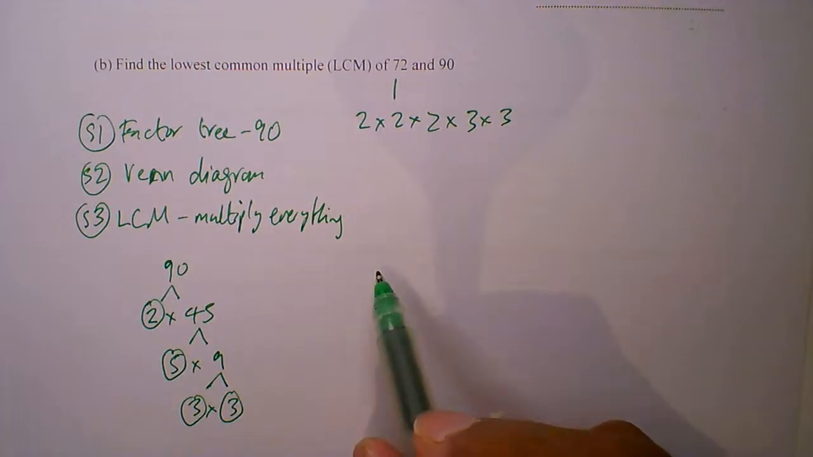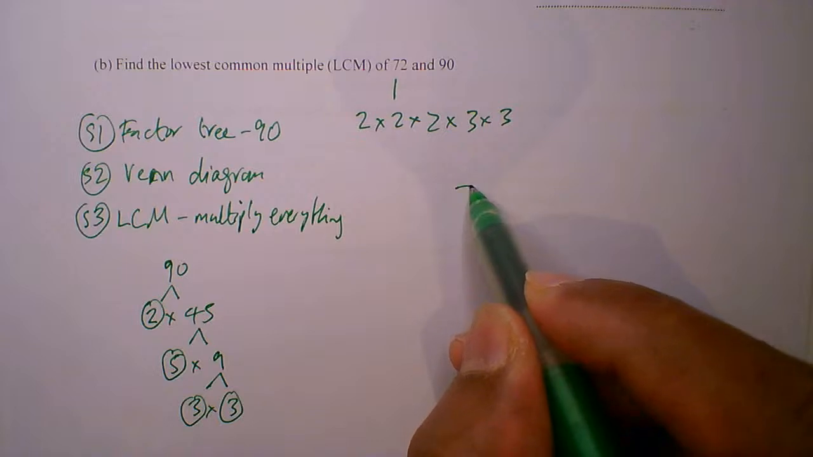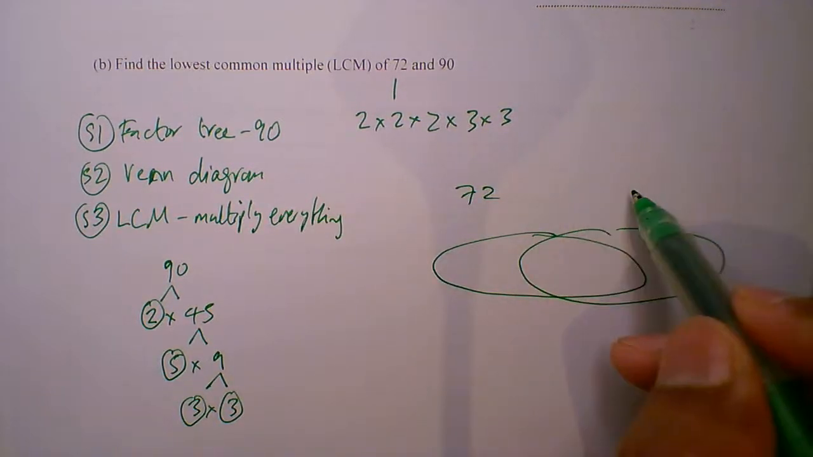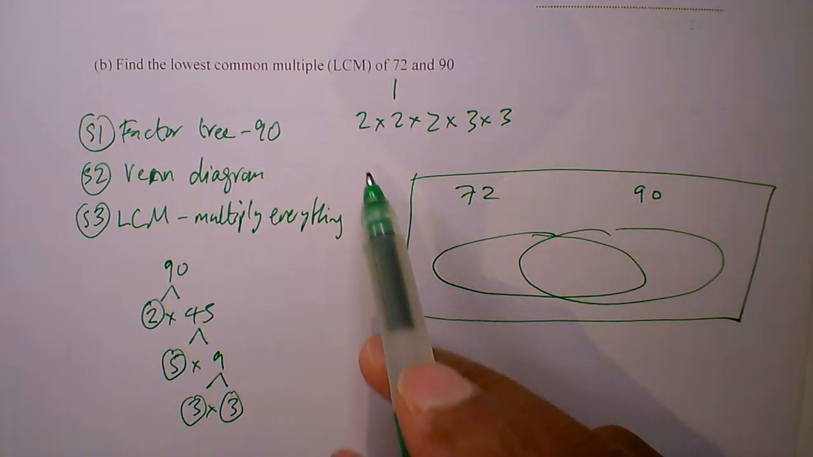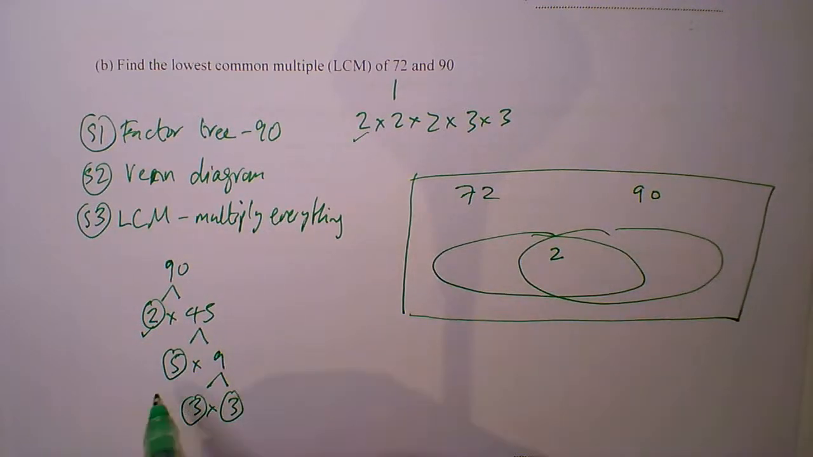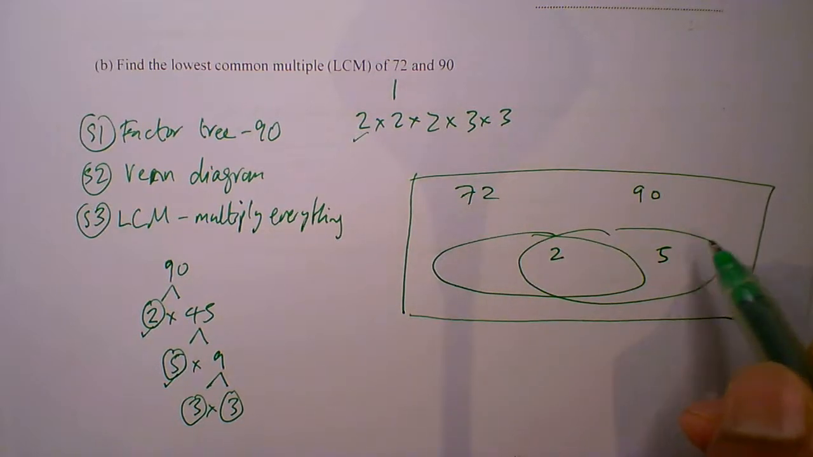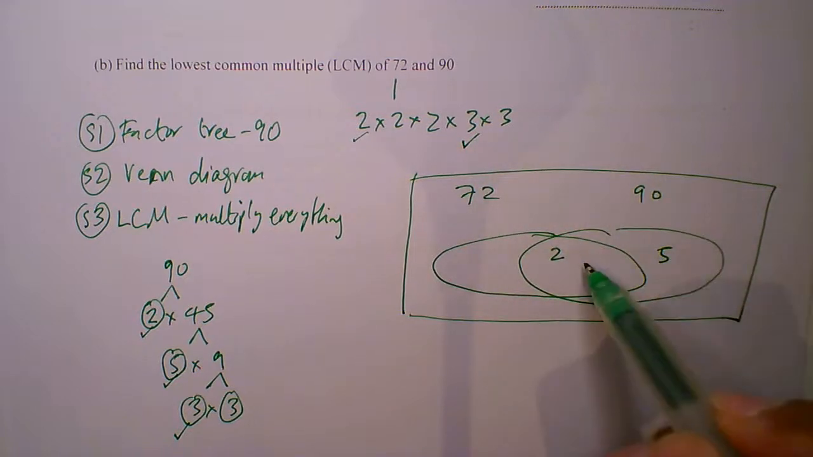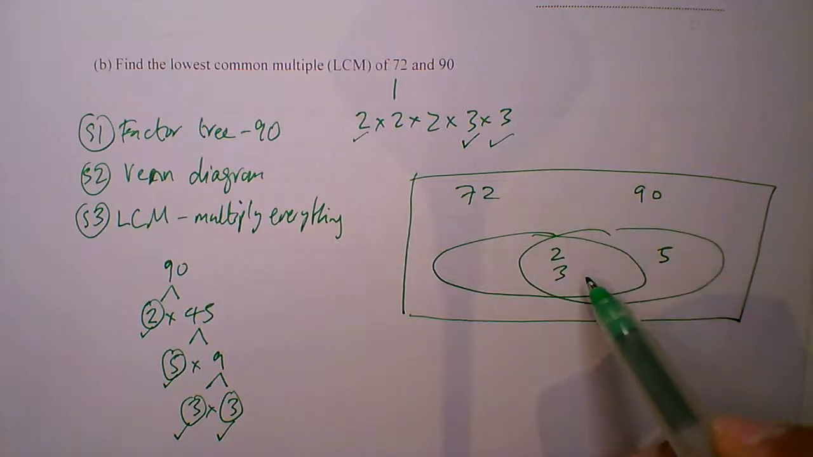Okay, so now I'm going to draw my factor tree. So I've got the previous numbers here. So I'm going to have 72, I'm going to do an oval shape, and then I've got 90 here. Okay, so I've got 2 that goes in 90 and 72, so that goes in the middle. 5 goes in 90, but not in 72, so that would go here. I've got 3 that goes into 90 and a 3 here, so that can go in the middle. I've got another 3 here and another 3 there, so that can go in the middle.